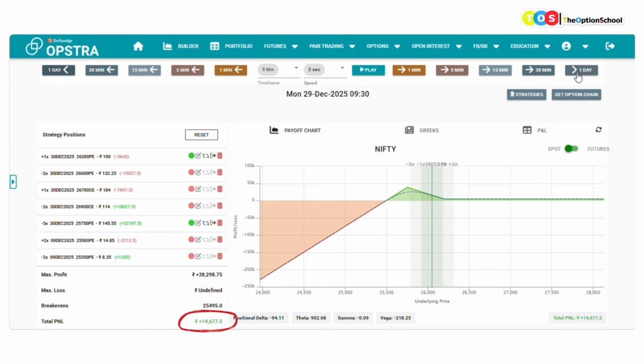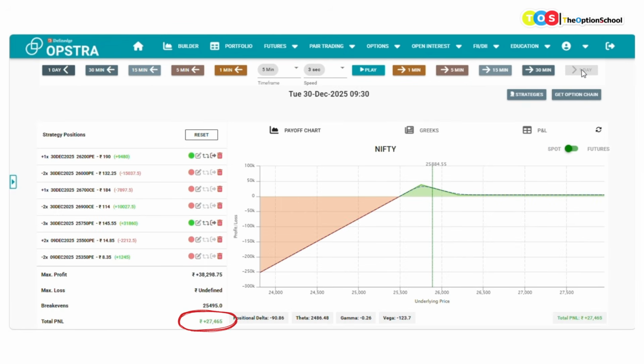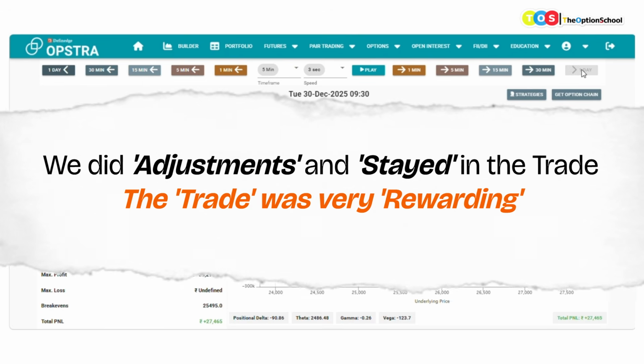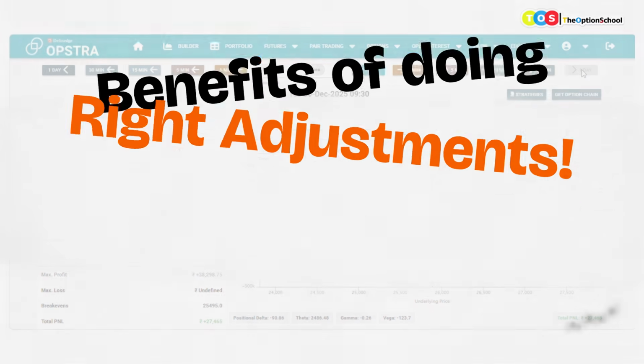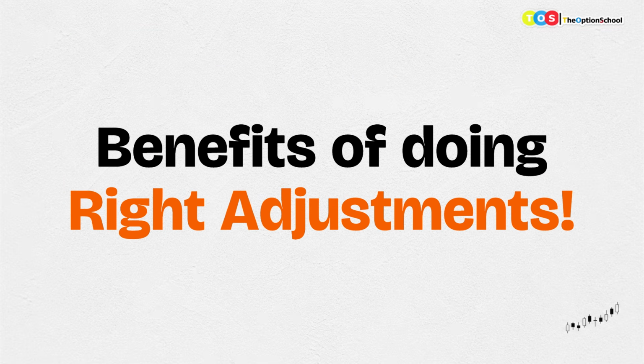I should definitely close the trade. But just for academic sake, I am continuing with the trade. Okay, I'm making 27,000 rupees. This was not the expectation also. But in any case, since we adjusted our trade well, we stayed in the trade till end, the trade is very rewarding. So hope you understand the benefit of doing the right adjustments.